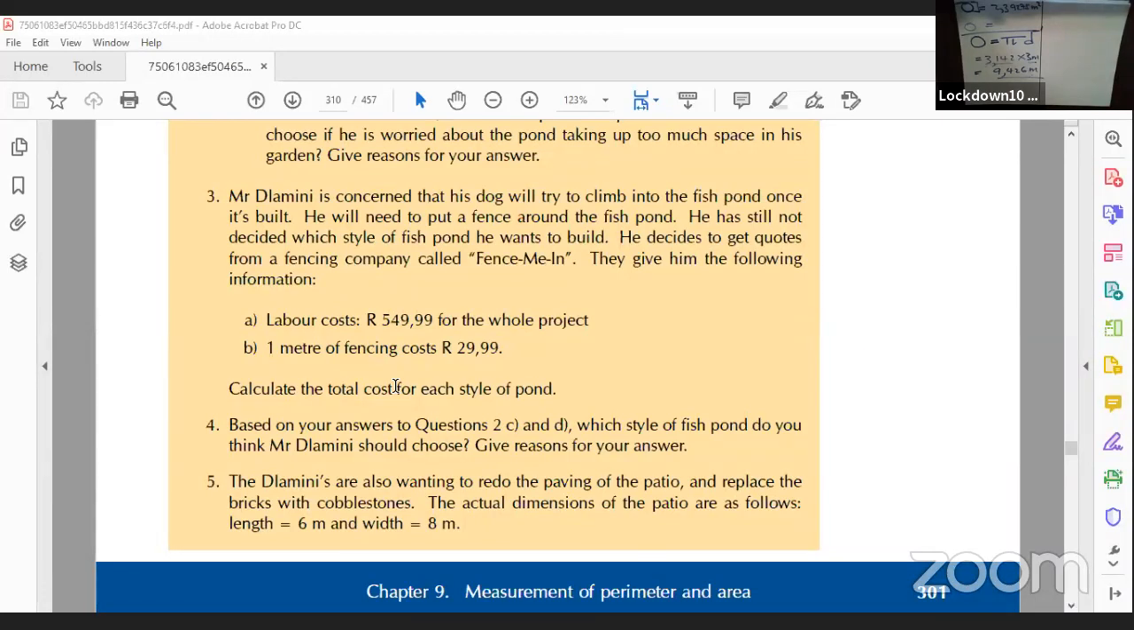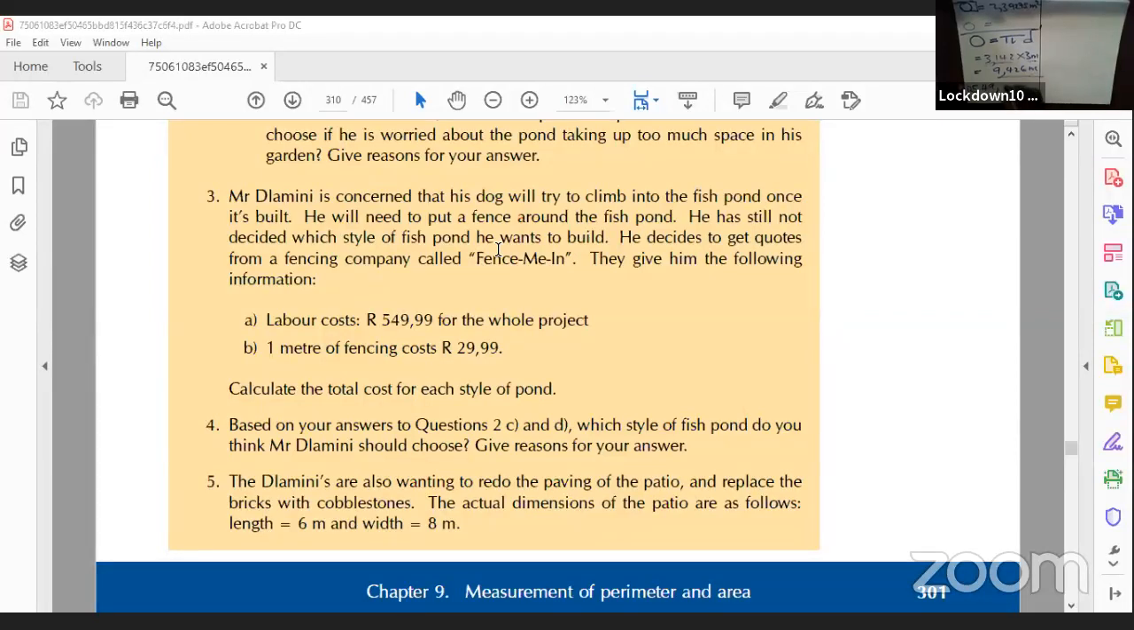How are they going to sell us the fence? We are not told how they are going to sell us the fence. Like in the previous instance, we were told that the fence will come in 2 meters, stuff like that. So in this situation, we are not given that, so we can just use the actual value we got. We need not round this off to say this is 10 meters. We just need to use this. Okay, so let's use this, guys.